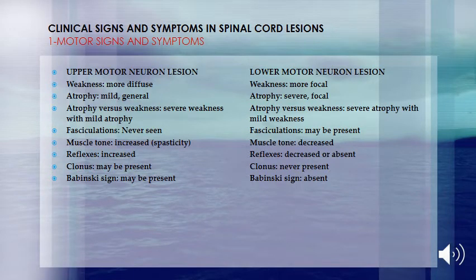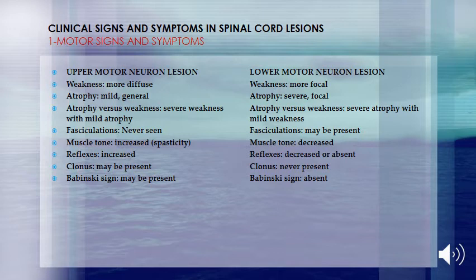Now, what are the clinical signs and symptoms of the spinal cord lesion or disease? The first symptom is the motor, and also we have sensory symptoms and signs. Also, we have pain and autonomic disturbances. First, we discuss the motor signs and symptoms of the spinal cord lesion. So, it is divided into upper motor neuron lesion and lower motor neuron lesion. And we must know the differences between signs and symptoms of upper and lower motor neuron lesions.